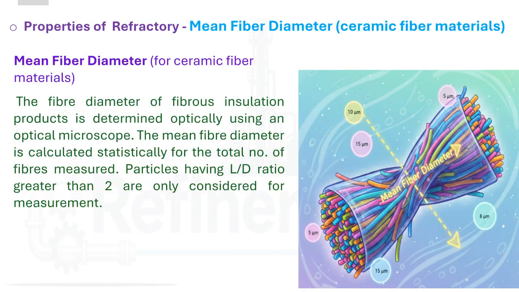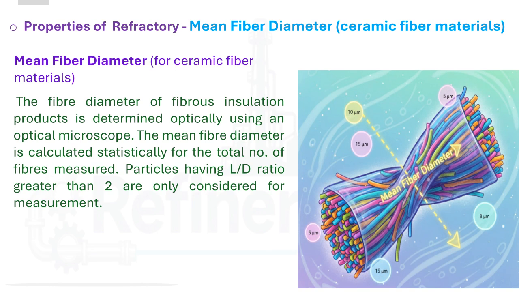Now we shift our focus to properties specific to ceramic fiber insulation products, materials that are increasingly used in refinery applications. One of the most critical properties here is the mean fiber diameter. This tells us the average thickness of the individual fibers that make up a fiber blanket or module.